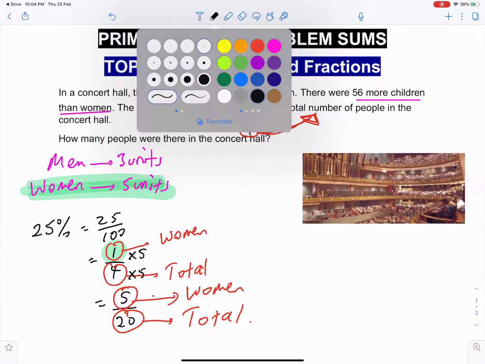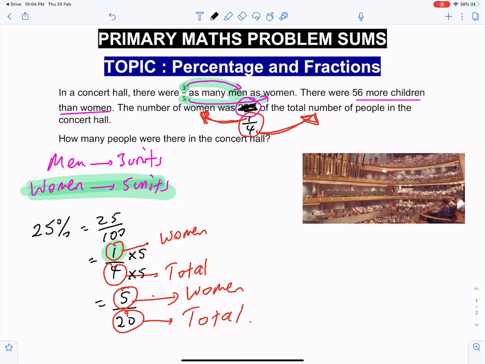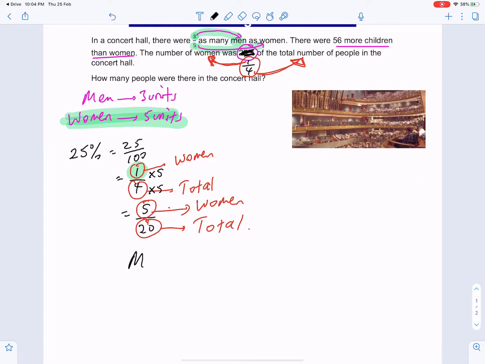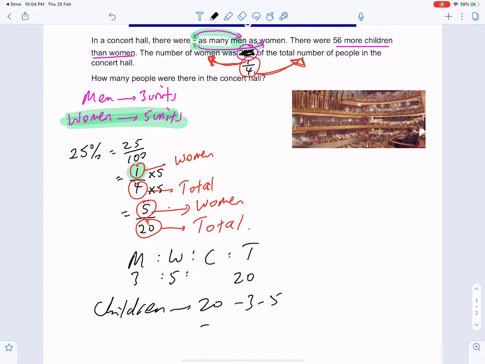So with this, we can come out with units for all of the items involved. For men is 3, women is 5, total is 20, and then we can also find the children. You can even put it in ratio form or even in a table with units. That works as well. So men is to women is to children is to total. Total is 20, women is 5, men is 3, and the balance will be for children. So children will be 20 minus 3 minus 5, which is 12 units. So 12 is for children.